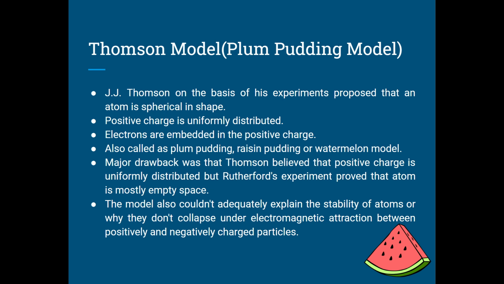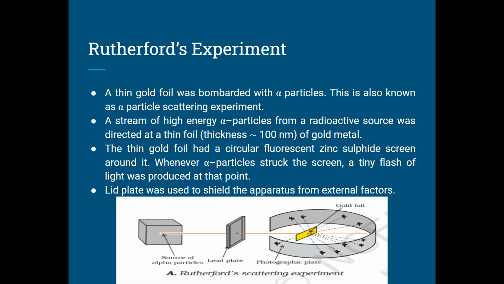Where we will be studying the Rutherford model. This was the setup that you can see in the image of Rutherford's experiment. This experiment is also known as the alpha particle scattering experiment. The image is from NCERT. The box kind of thing that you are seeing here is the generator of the alpha particles. This is the source of the alpha particles. It is radioactive.